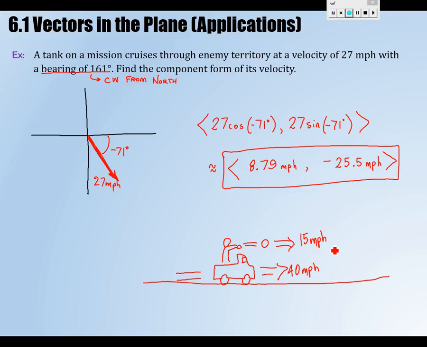What happens if he throws it backwards at 15 miles per hour? How fast would the ball be going? 25 miles per hour. Which direction would the ball actually be traveling with respect to the ground? It would actually still be traveling forward with respect to the ground, because the truck is moving 40 miles per hour and the ball is only moving 15 miles per hour backwards, right?